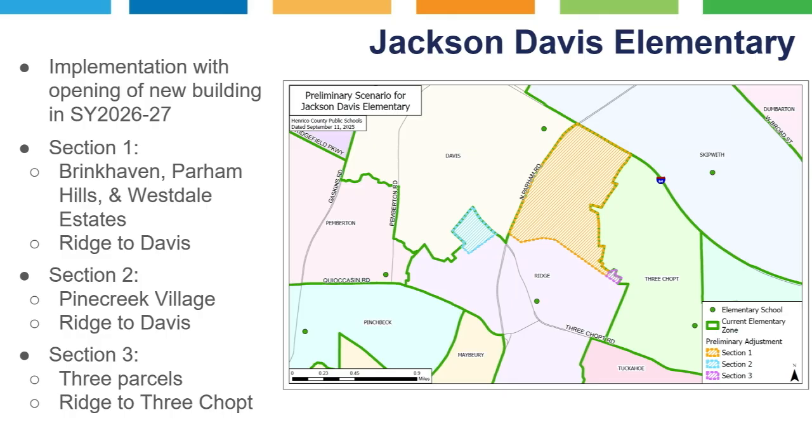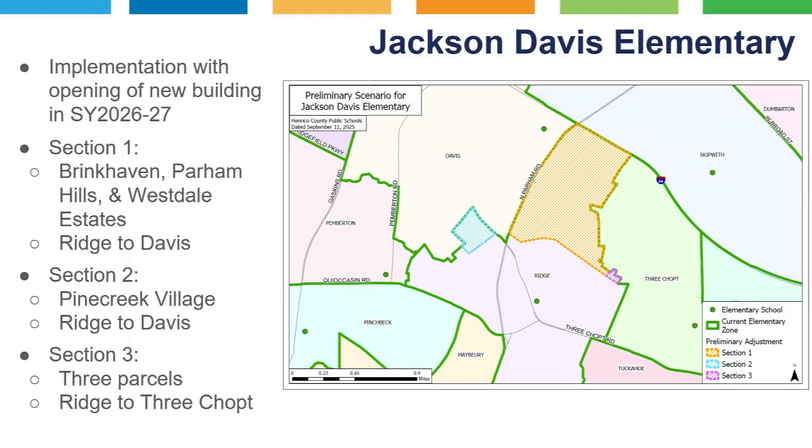Here's what that could look like. Elementary students living in Section 1, seen in the map in orange, would be rezoned from Ridge Elementary to Jackson Davis Elementary. This section of the map includes Brinkhaven, Parham Hills, and Westdale Estates neighborhoods. Section 2 on the map, seen in the teal stripes near the center, encompasses Pine Creek Village. Students in that neighborhood would also move from Ridge Elementary to Jackson Davis.